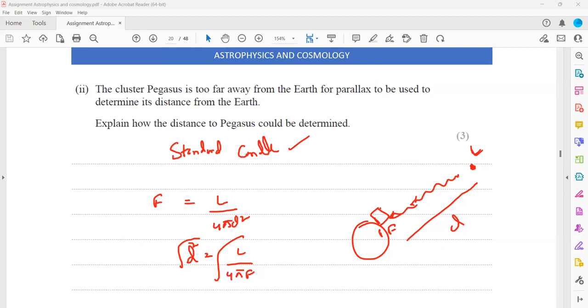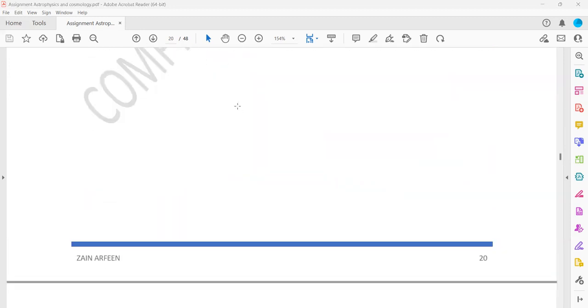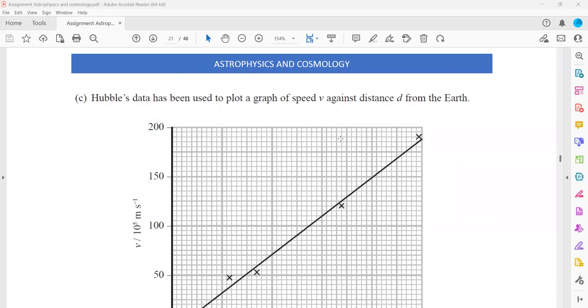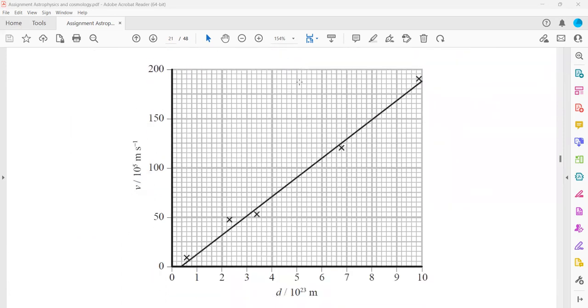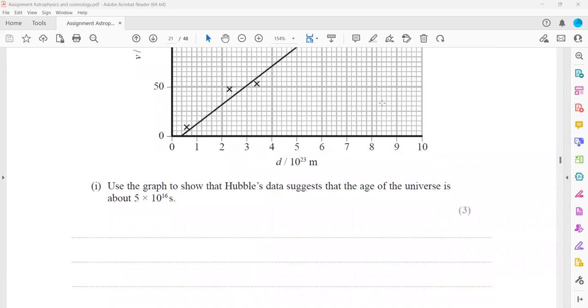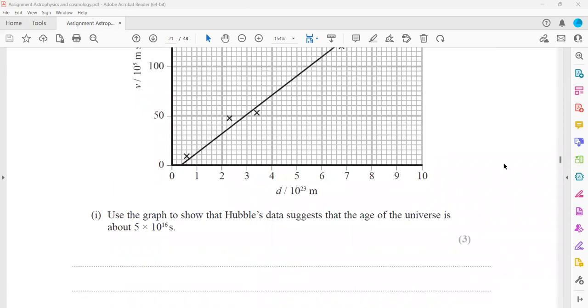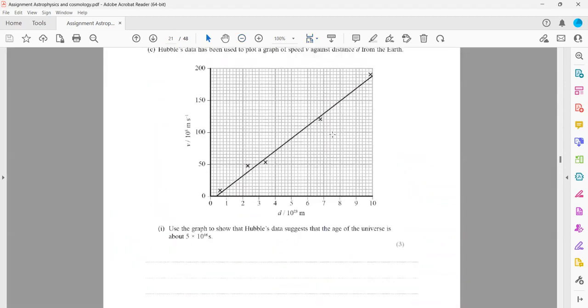We measure the flux. Flux can be measured, and then we work out the distance. Hubble's data has been used to plot a graph of speed and distance. Use the graph to show that the Hubble data suggests that the age of the universe is 5 × 10^16 seconds. So you have to work out the slope, the gradient, which will be y2 minus y1 over x2 minus x1.